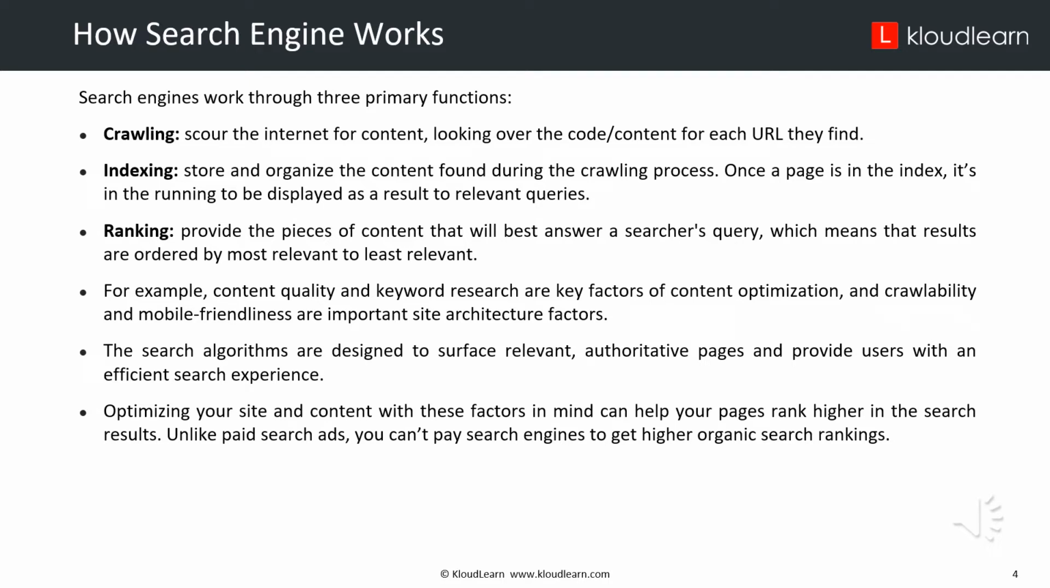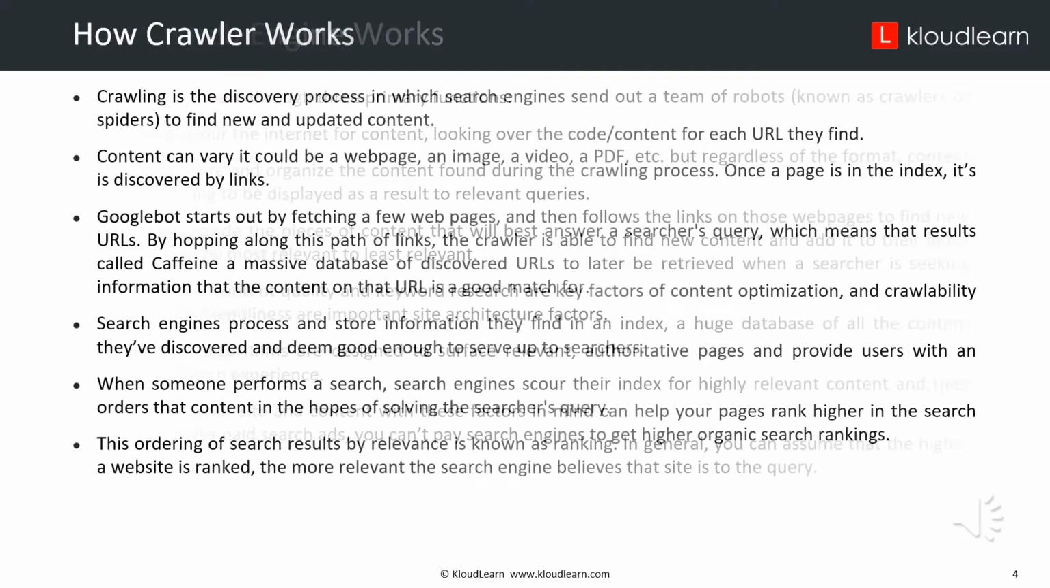For example, content quality and keyword research are key factors of content optimization, and crawlability and mobile friendliness are important site architecture factors. The search algorithms are designed to surface relevant, authoritative pages and provide users with an efficient search experience. Optimizing a site and content with these factors in mind can help your page rank higher in the search results. Unlike paid search ads, you can't pay search engines to get higher organic search rankings.